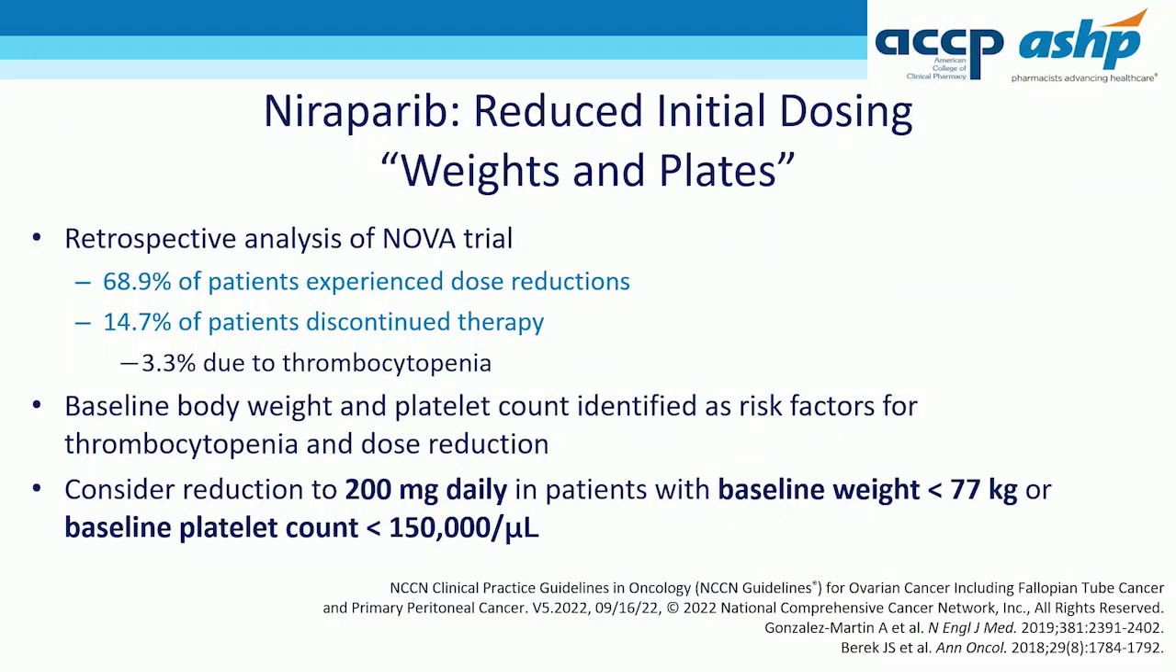So before we talk about our last agent, I do want to point out the dosing for niraparib. There is something that is often referred to as weights and plates. For this, if a patient is less than 77 kilograms with a baseline platelet count of less than 150, the recommendation in the frontline maintenance setting is actually to start them at a 200 milligrams once daily dose. The reason is from the initial NOVA trial, what we found was that those patients were the ones that often needed dose reductions. About 70% of the patients required dose reductions in the initial NOVA trial, with about 15% of them discontinuing therapy. Most often this is due to thrombocytopenia.